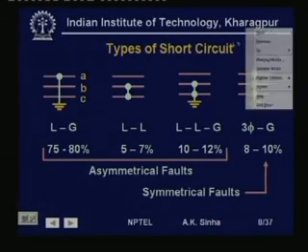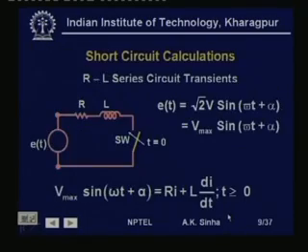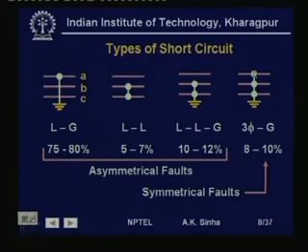The other kind of fault is when all the three phases are faulted or shorted, or the three phases are shorted to ground. So, we have either a three phase short circuit or a three phase to ground short circuit. Around 8 to 10% of the faults are of this kind. This is only some indication, from the statistics shown here from various countries.